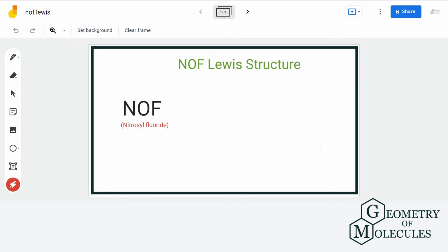In this video, we'll discuss the Lewis structure of NOF. It's the chemical formula of nitrosyl fluoride. And to determine its Lewis structure, let us count the total number of valence electrons. We have one nitrogen atom having 5 valence electrons, one oxygen atom having 6 valence electrons, and one fluorine atom having 7 valence electrons. Now that gives us a total of 18.